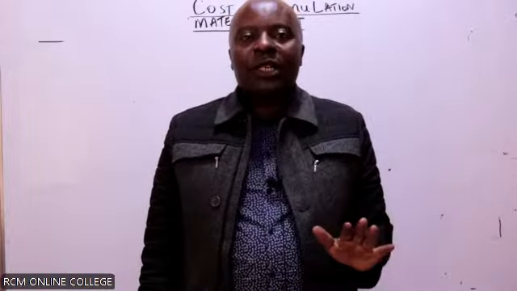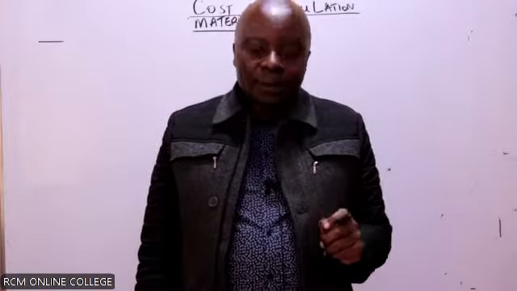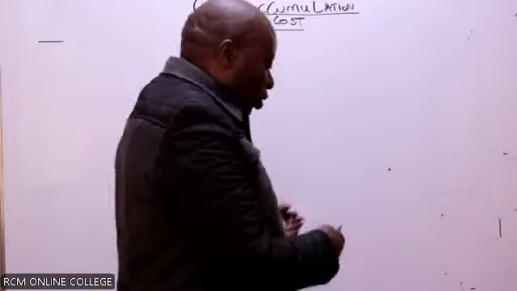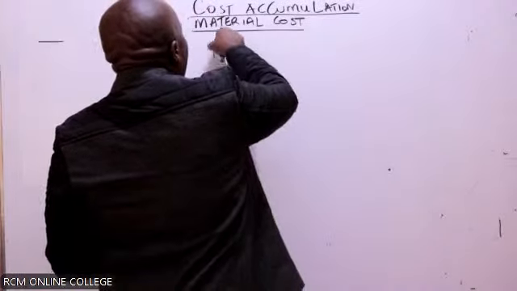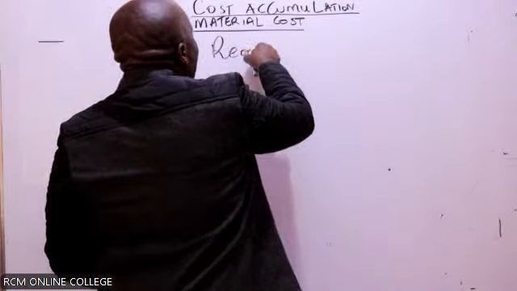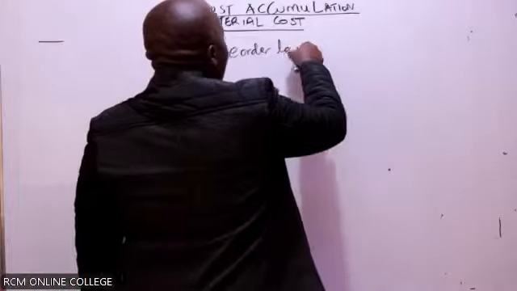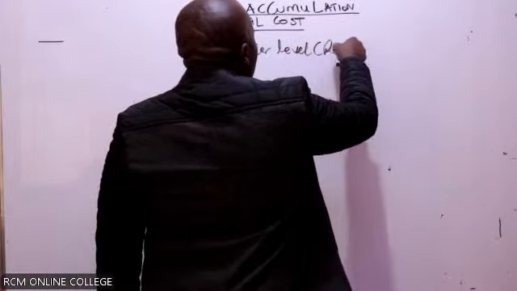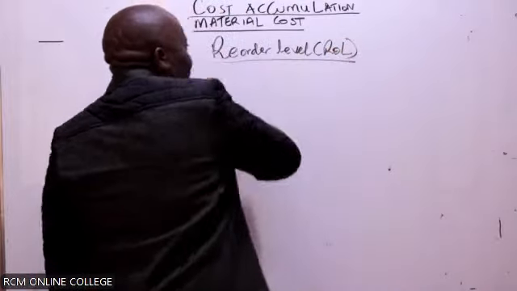Under stock levels, we must be able to know how to calculate, number one, the reorder level. Reorder level, that is normally the bedrock of stock leveling. Is there somebody who is able to remind us the formula of getting reorder level? How do we get reorder level? Reorder level, that we shall be abbreviating as ROL.